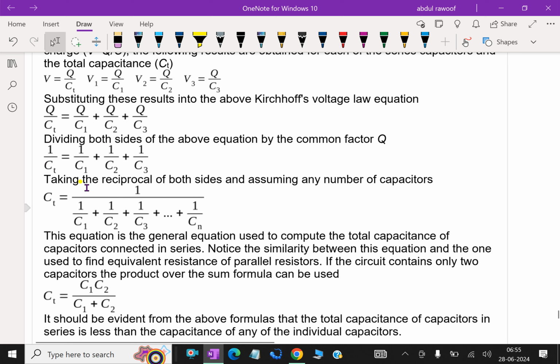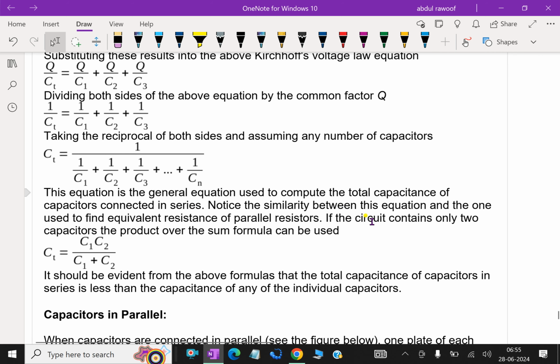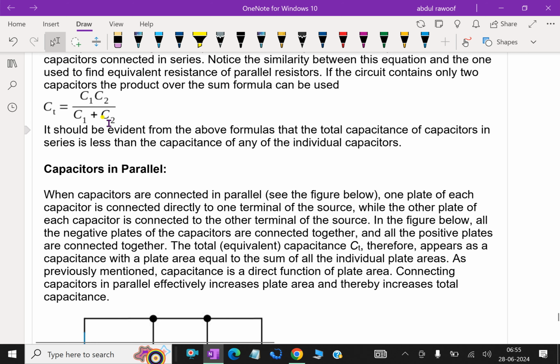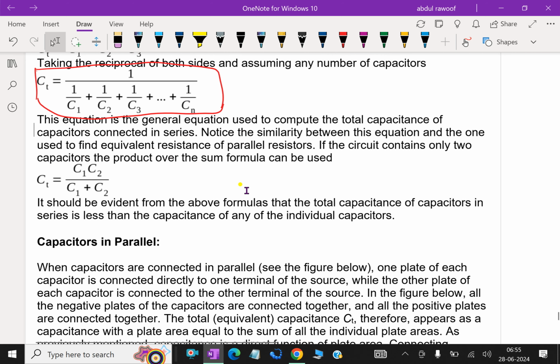Therefore, taking the reciprocal of both sides and assuming any number of capacitors, in general 1 over C total in a series circuit equals 1 over C1 plus 1 over C2 plus 1 over C3 plus 1 over Cn. This is the formula for total capacitance in a series circuit. If there are only two capacitors, C total is C1 C2 over C1 plus C2. That means simply 1 over C1 plus 1 over C2, take the LCM C1 C2, then cross multiply, giving C1 plus C2.